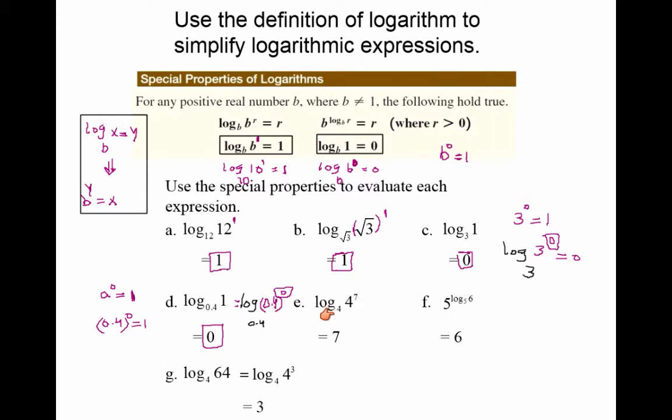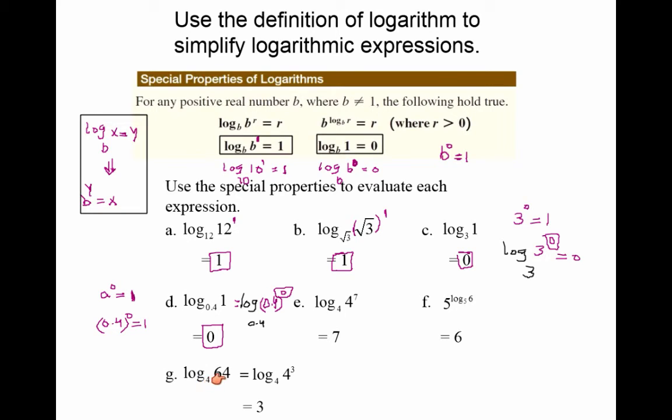Next example, log of 4 to the power of 7. If the base is 4, well, matching again, the whole thing would be equal to 7. Then 5 to the power of log of 6. Again, the base of the logarithm and base of the exponential is the same, so the whole thing must be equal to 6. This looks like this property here.